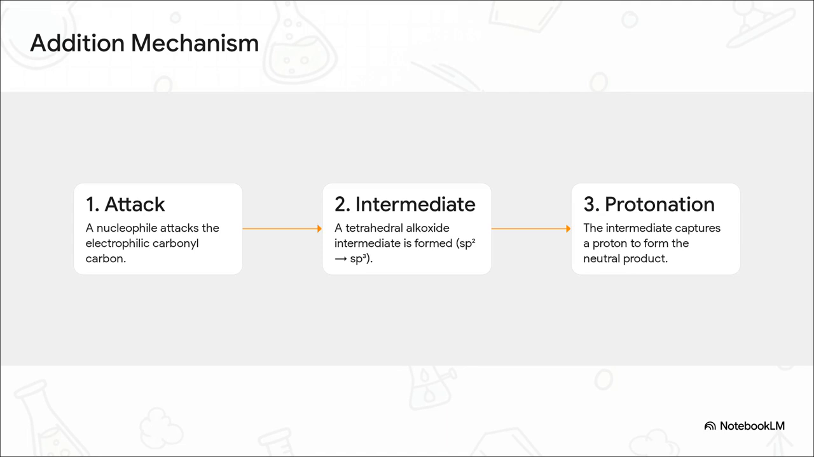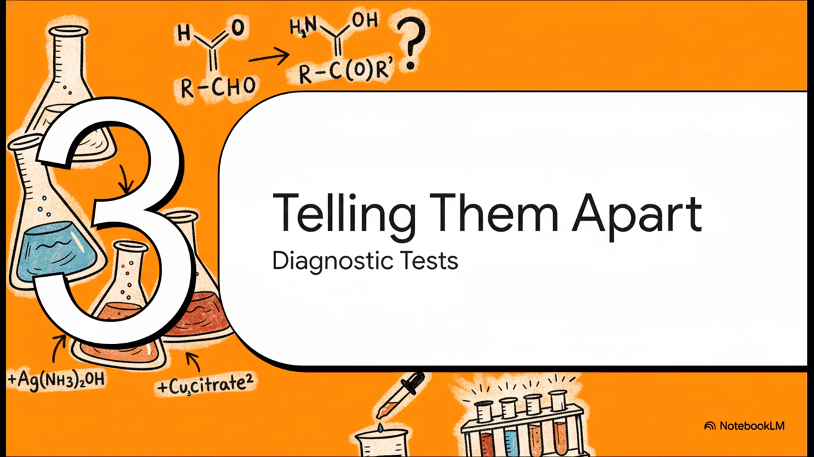This little three-step dance is the basic playbook for reactions with both aldehydes and ketones. First, an electron-rich nucleophile attacks that electron-poor carbon. This breaks the double bond and shoves the electrons up onto the oxygen. That creates a negatively charged intermediate, which then quickly grabs a proton from the solution to form the final neutral product. This is a fundamental mechanism you've got to know. Now, this difference in reactivity isn't just a fun fact. It actually gives us a really clever way to tell aldehydes and ketones apart in the lab.